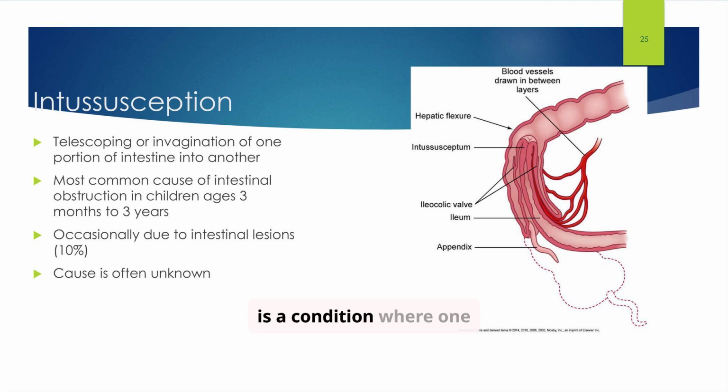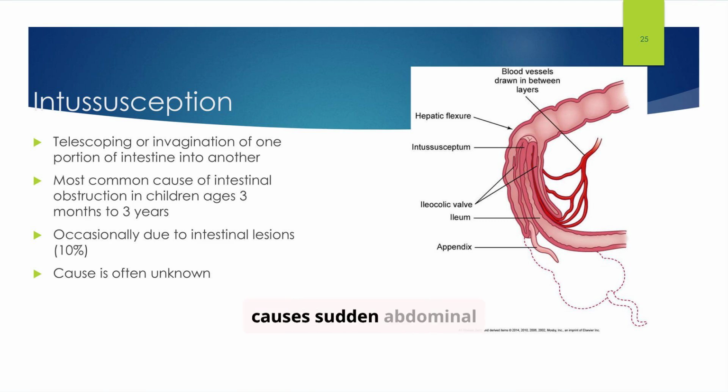Intussusception is a condition where one segment of the intestine telescopes into an adjacent segment. It is a common cause of intestinal obstruction in young children. While occasionally associated with intestinal lesions, the cause is often unknown. This telescoping can compromise blood supply to the affected bowel segment, requiring prompt diagnosis and intervention.